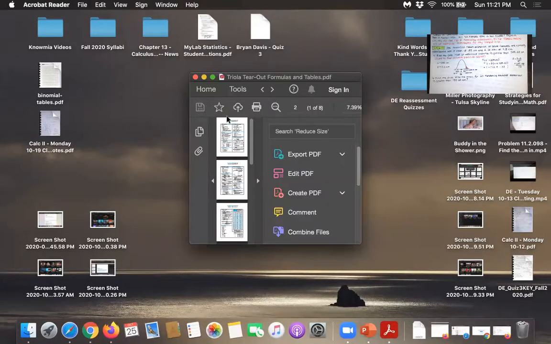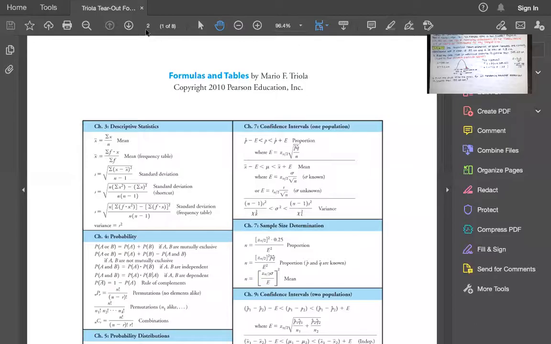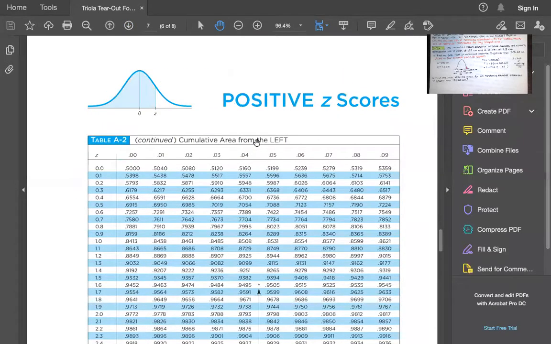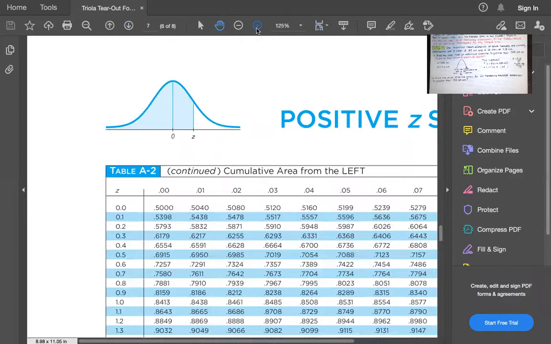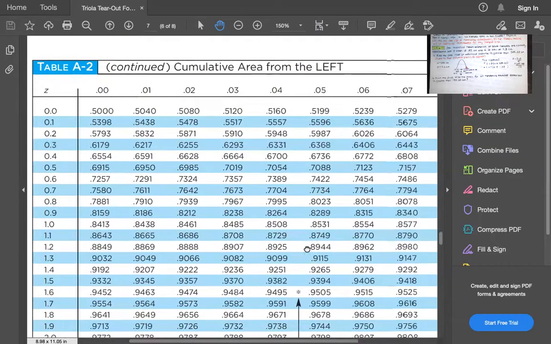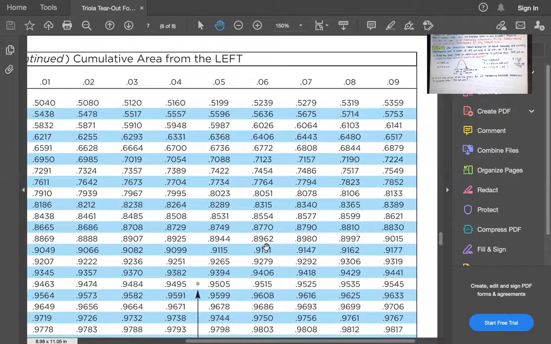Now I'm looking for a z-score that's positive. So I go to my tables, go to positive z-scores, and I'm looking for z equals 1.28. I'm going to zoom in a little bit. 1.2 is on this row, and then we have 1.20, 1.21, 1.22, 1.23, 1.24, 1.25, 1.26, 1.27, 1.28, and we have an area to the left.